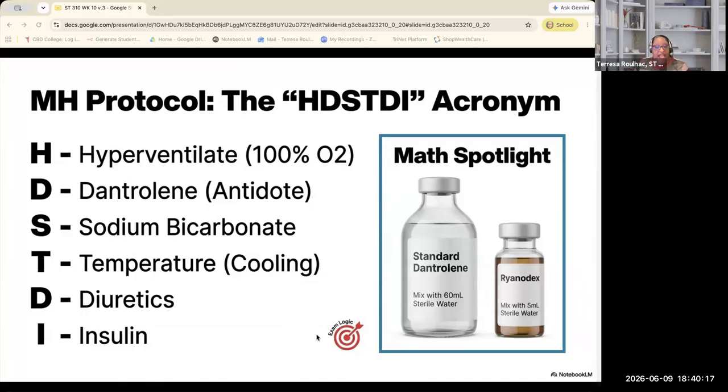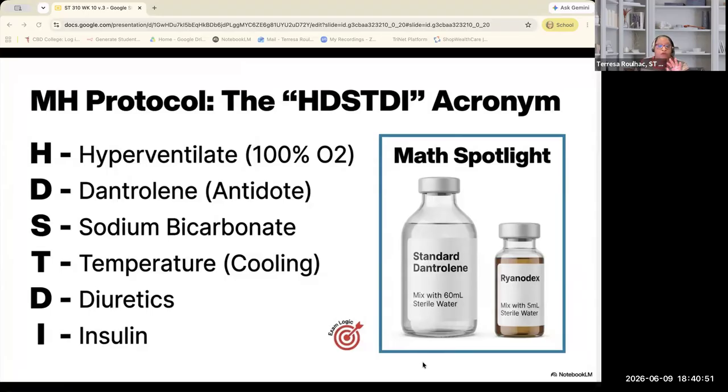We get into the S for sodium bicarbonate. It helps correct metabolic acidosis. Remember, we got to get their temperature down. So T is temperature control. Now we have cooling measures to help bring it down. D is diuretics. This is going to help protect the kidneys from damage caused by the muscle themselves breaking down. And then the last one down here you see is insulin, which may be used to help manage elevated potassium levels.